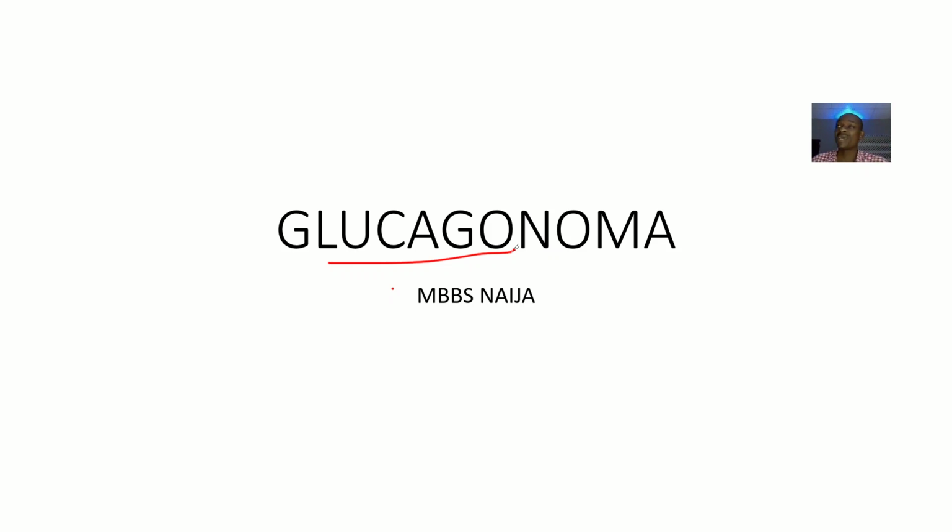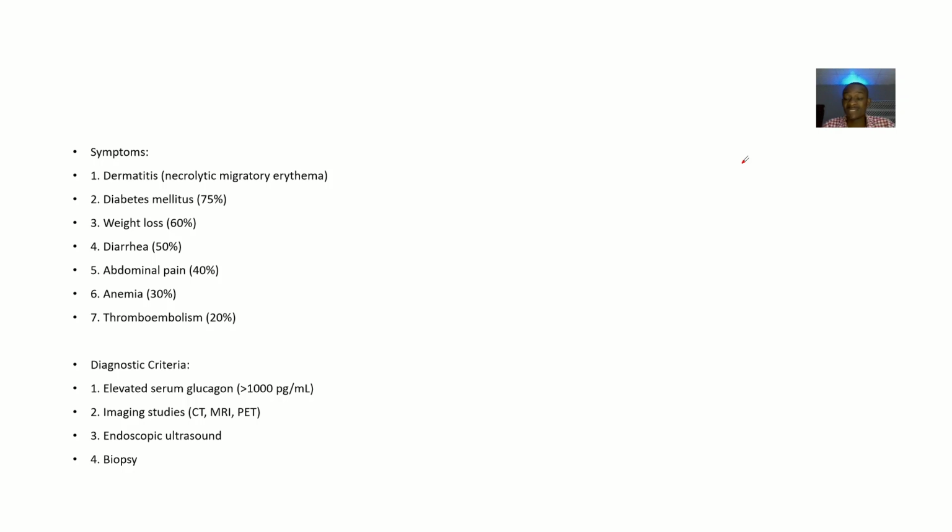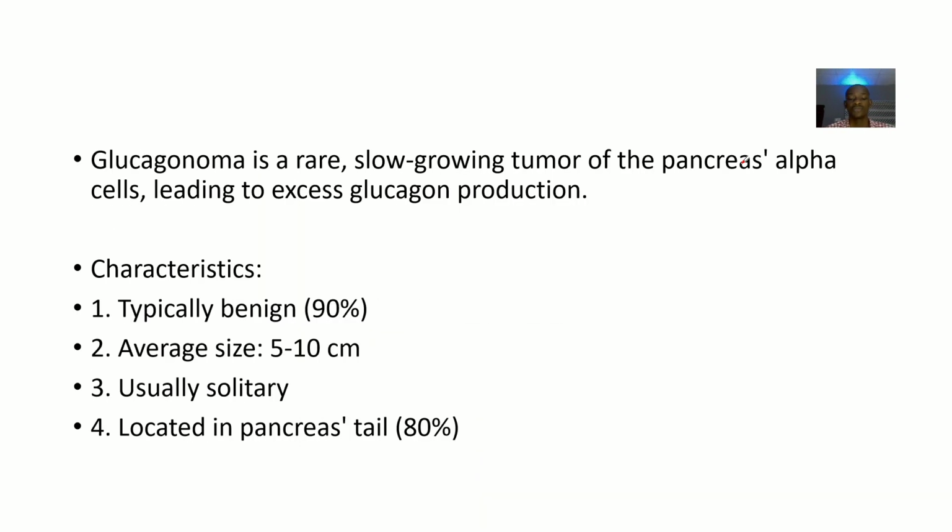That means there will be elevated levels of glucagon in the body. You get? So if there's elevated levels of glucagon in the body, then you want to look at things like the effect, that's the symptoms and the rest of it. All right. So let's define it. We said that glucagonoma is actually a rare and slowly growing tumor of the pancreas alpha cells. Right. So this will lead to excessive glucagon production.